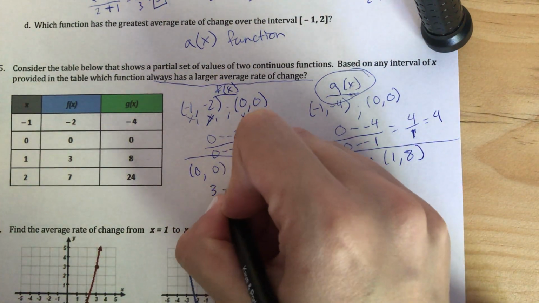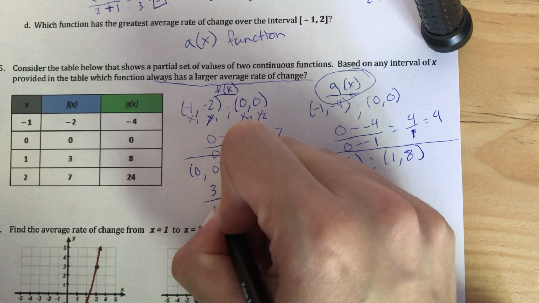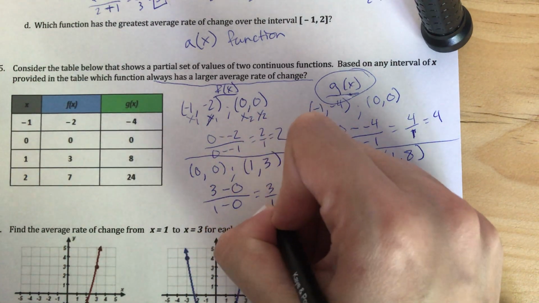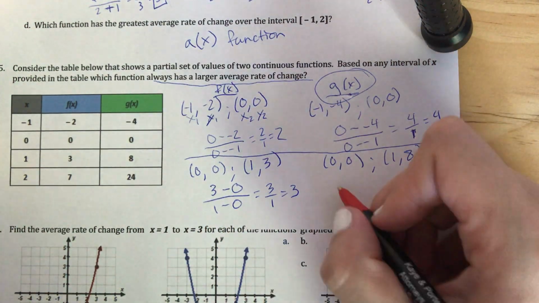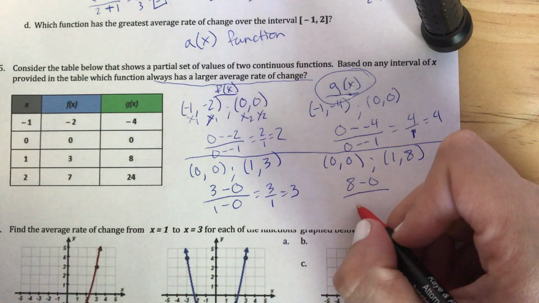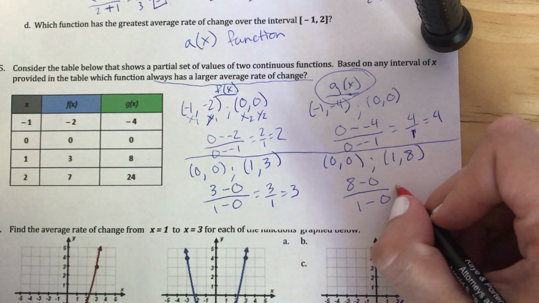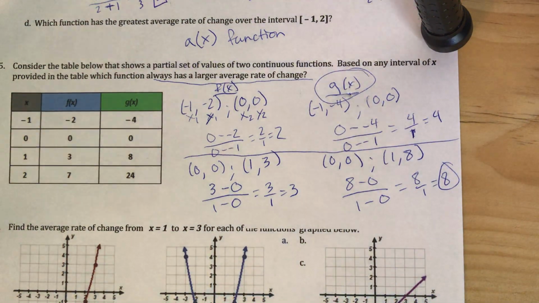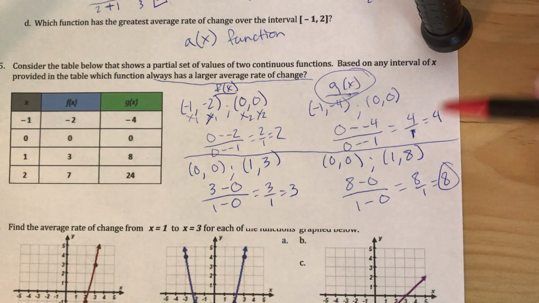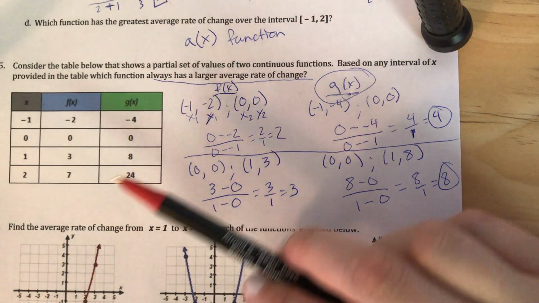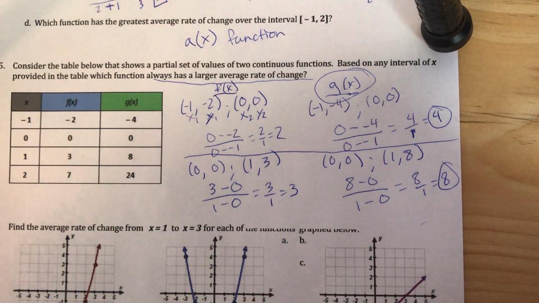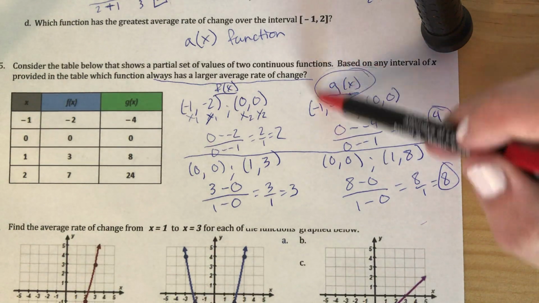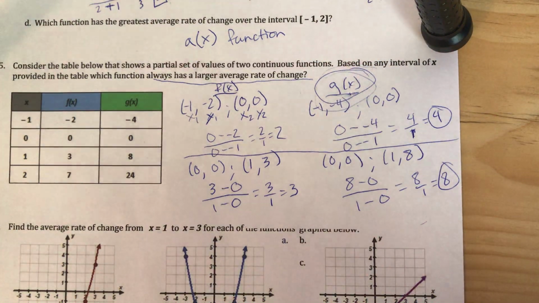Same thing, I'll do 3 minus 0 all over 1 minus 0. This is 3 over 1, or 3. This is 8 minus 0, and then 1 minus 0. 8 over 1, this is 8. So from here, I could probably just say g of x is the greater one for both of these. It's probably going to be greater for this last one as well. So I would go ahead and just say g of x based on those intervals in the table.